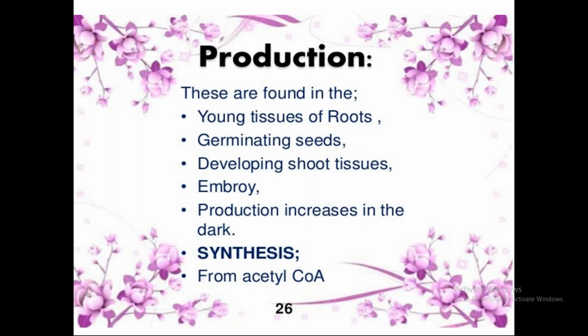When seeds are germinating, first of all they break the seed coat. After that, the seedling comes out from the seed. So this gibberellin hormone mainly helps in the germination of seed. The production of gibberellin takes place at the young, growing parts, like the young tissue of the roots, at the germinating seeds, developing shoot tissues, and at the embryo. And its production always increases in the dark.